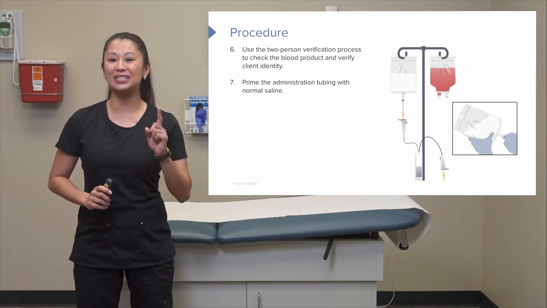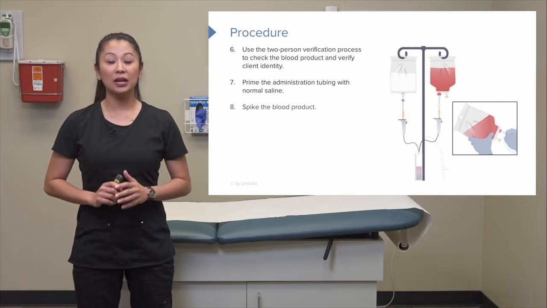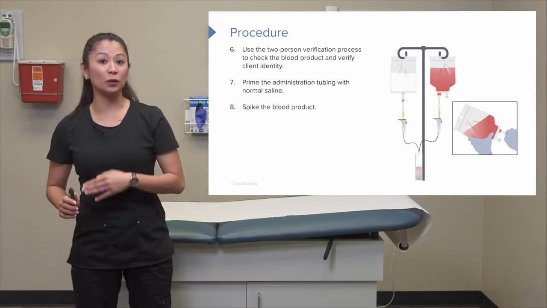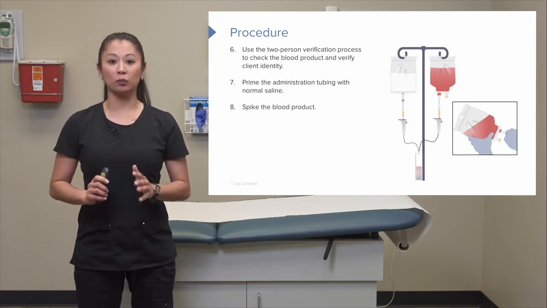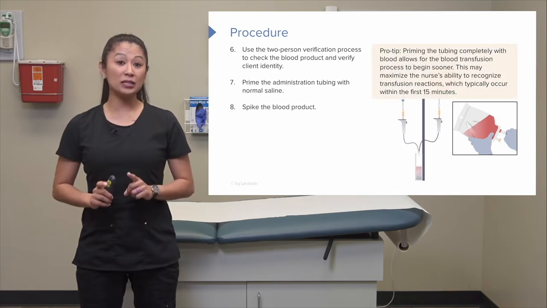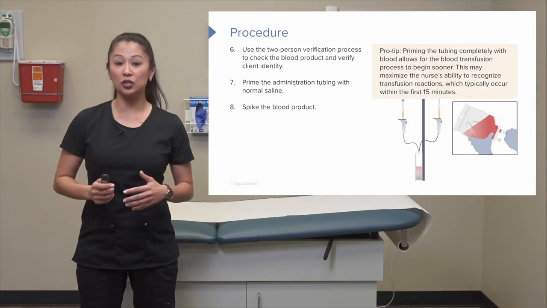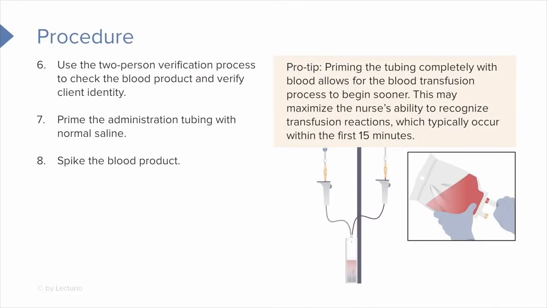Now, once this verification process is actually complete, we can prime the administration tubing, but we're going to prime it with saline first. Now, once we've primed it all the way to the end with the saline, we want to spike our blood product. Now, here's a tip for you. This is what I personally like to do. Sometimes once you spike the blood product, I actually like to spike the blood all the way to the end of the tubing. That way, when I start the transfusion itself, I don't delay if there's any potential for blood reaction. When I'm there with the patient and I start monitoring, I know the patient's getting the blood.